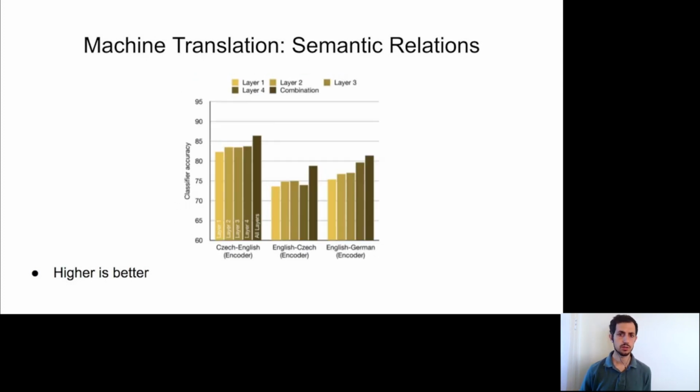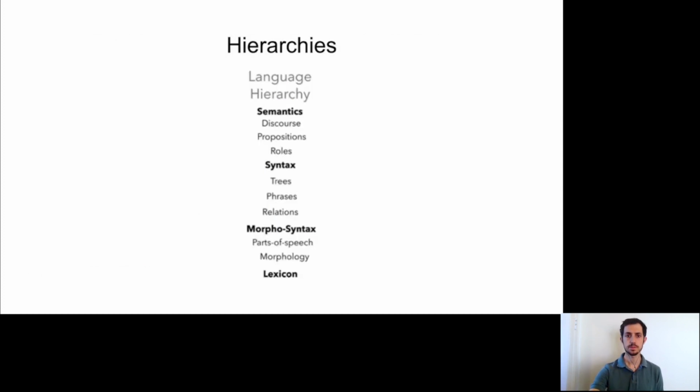And we found similar results when we looked at semantic relations. So here I'm showing results using semantic dependencies in English and Czech. And again, you can see that deeper, or higher, is better for predicting semantic dependencies. So the pattern that arises here is that there's some kind of language hierarchy. Perhaps simple properties pertaining to individual words or word pieces, like lexical features and morphosyntactic features, are at the bottom of the hierarchy. As you go deeper, you go into syntactic and semantic properties.